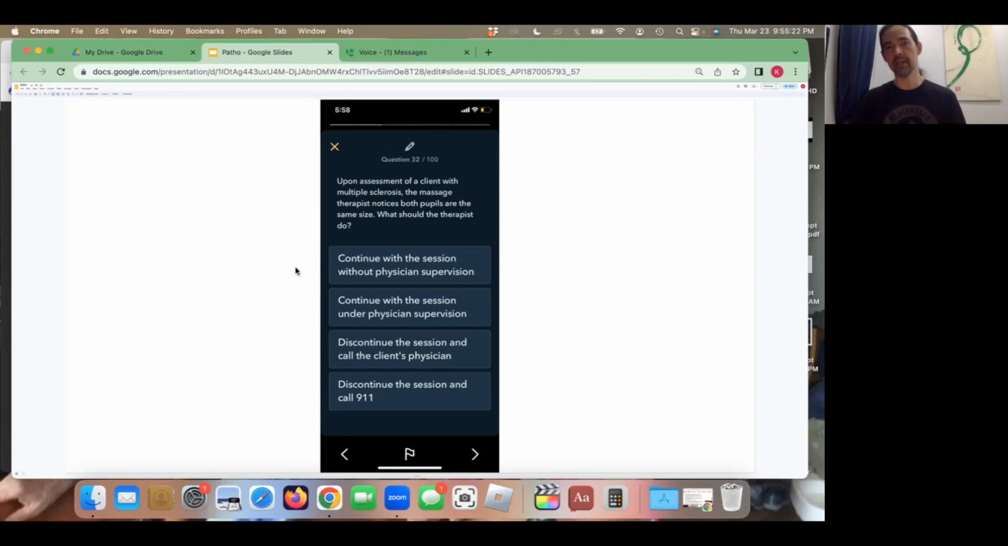Upon assessment of a client with multiple sclerosis, the massage therapist notices both pupils are the same size. What should the therapist do? Continue with the session without physician supervision? Continue with the session under physician supervision? Discontinue the session and call the client's physician? Discontinue the session and call 911.